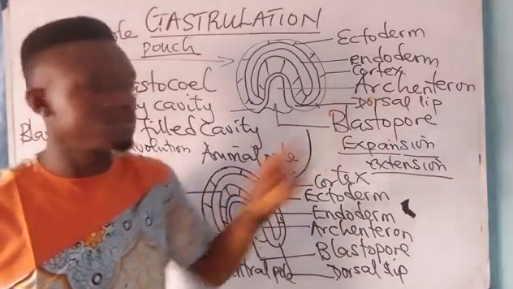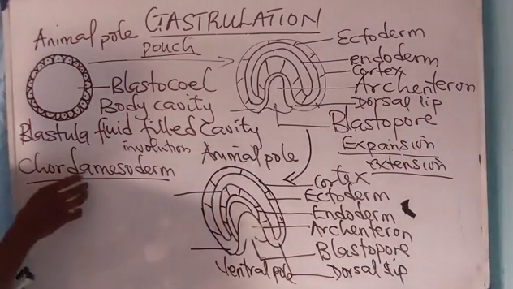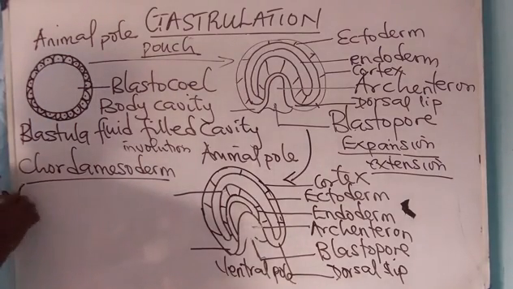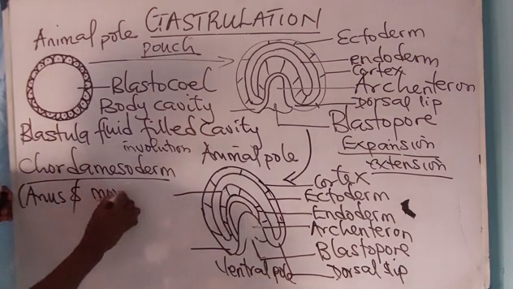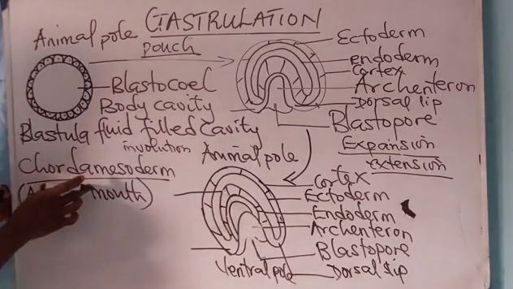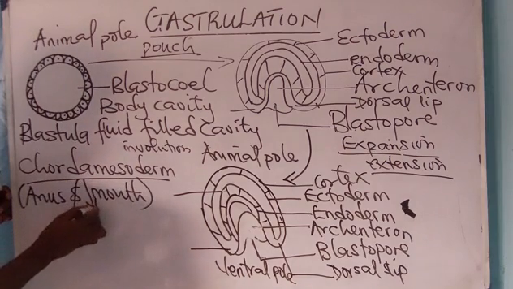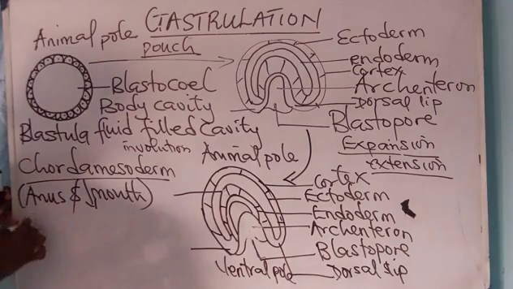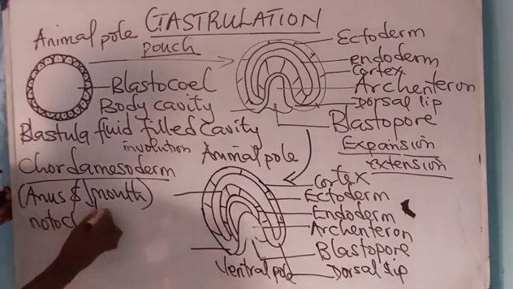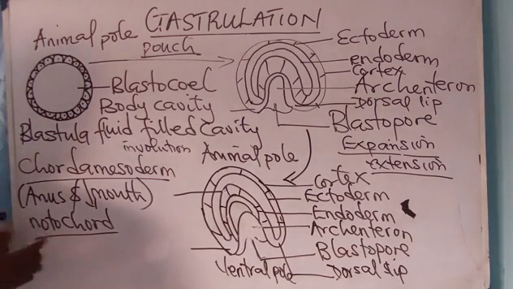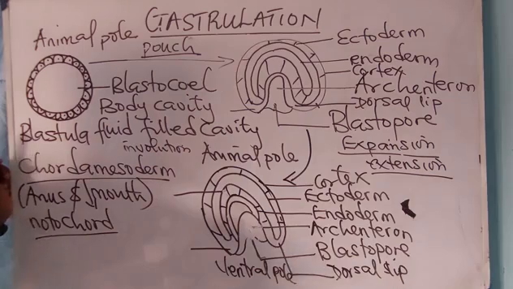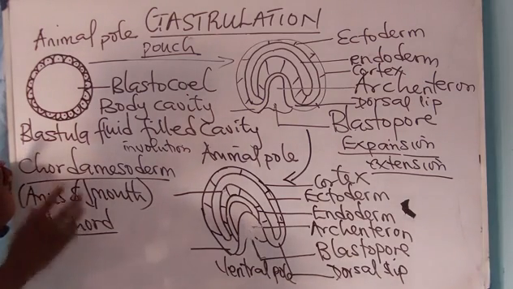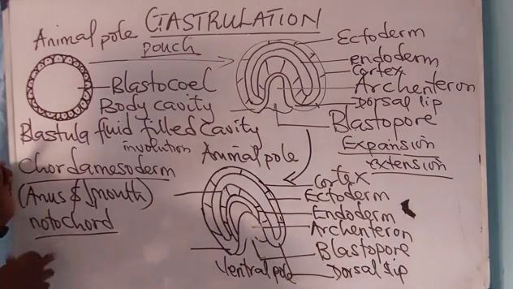The archenteron. Now, in the chordamesoderm, that is the anus and mouth. The chordamesoderm in Amphioxus gives rise to what is called what? Notochord. The notochord in Amphioxus is what acts as what? Backbone in higher chordates, like man. The vertebral column is to man what the notochord is to Branchiostoma or Amphioxus. That is what you have it to be.